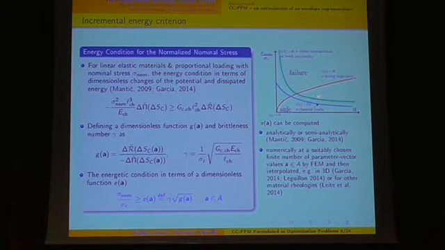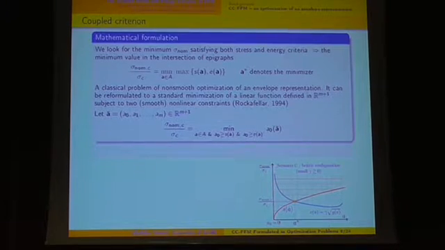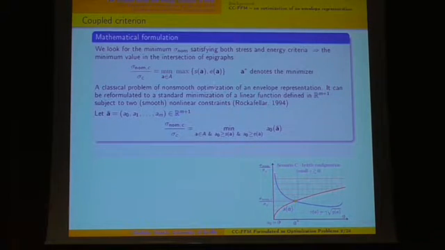This energy function can be computed analytically, semi-analytically, or numerically, as was mentioned by Dr. Garcia in the previous talk. We arrive, using the Leguillon hypothesis, at this optimization problem. We need to minimize over the parametric space defining the crack surfaces the maximum of this stress and energy criterion function. We minimize it, and we define the minimizer as A star. This is a classical problem of non-smooth optimization of an envelope representation.